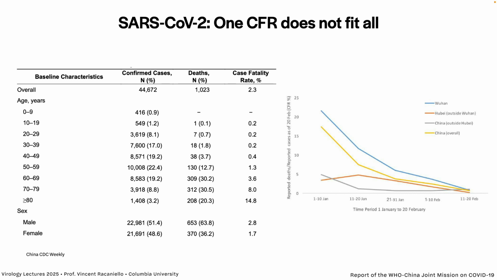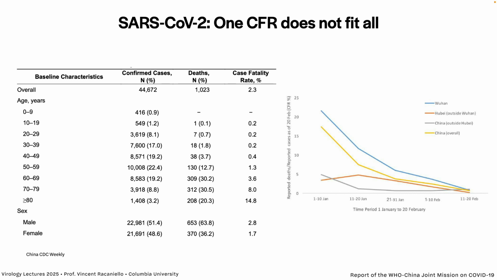Here's a graph of different places in China at different times during the outbreak. And so Wuhan, of course, where the infection started, in January, 20% case fatality rate. Then with time, it drops. In China overall, similar trend. But if you look at Hubei outside Wuhan, and China outside Hubei, very little case fatality.